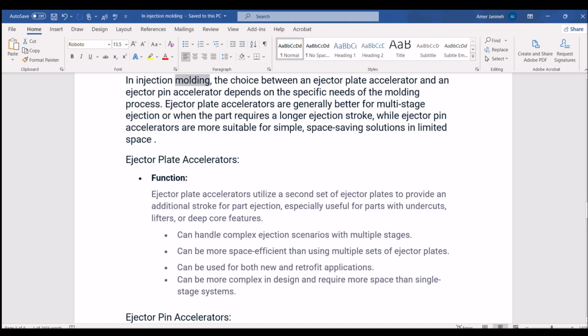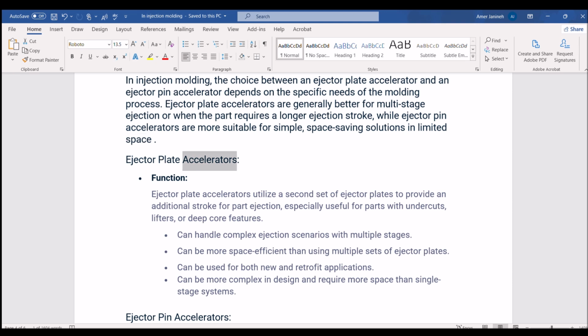In injection molding, the choice between an ejector plate accelerator and an ejector pin accelerator depends on the specific needs of the molding process. Ejector plate accelerators are generally better for multi-stage ejection or when the part requires a longer ejection stroke, while ejector pin accelerators are more suitable for simple, space-saving solutions in limited space.